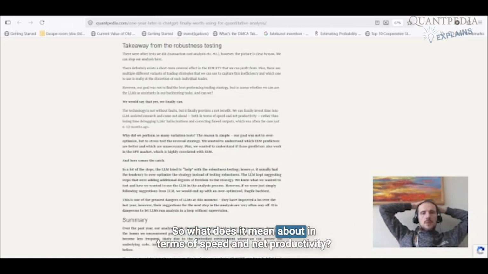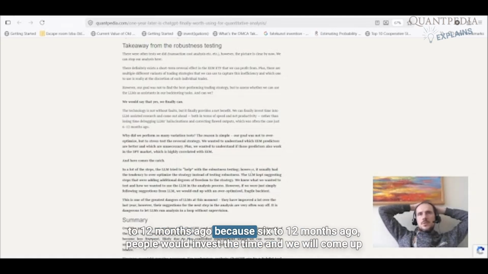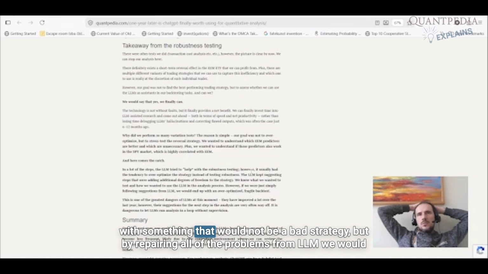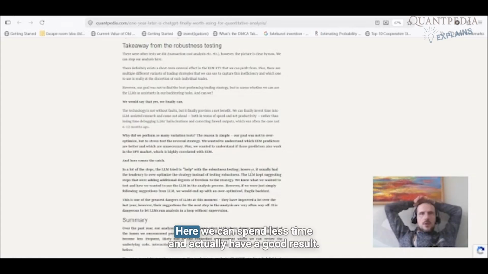So what does it mean? Both in terms of speed and net productivity, we would invest some time, but we will get more work done. And it's actually better than it was 6 to 12 months ago, because 6 to 12 months ago, we would invest the time and come up with something that would not be a bad strategy, but by repairing all of the problems from LLMs, we would spend more time than actually running the backtest by ourselves and writing the code ourselves. This is not the case. Here, we can spend less time and actually have a good result.